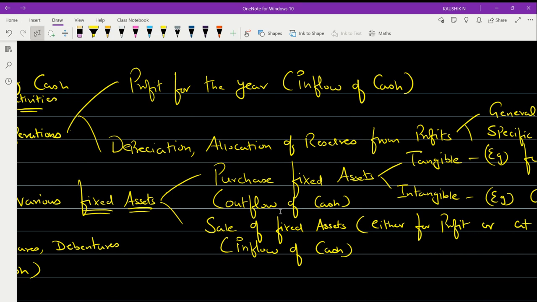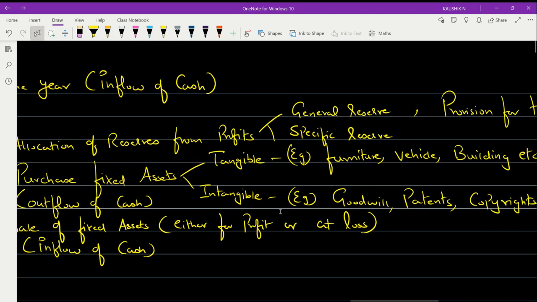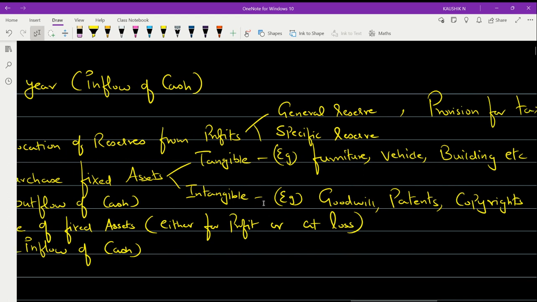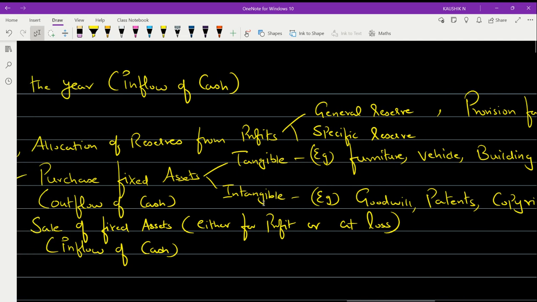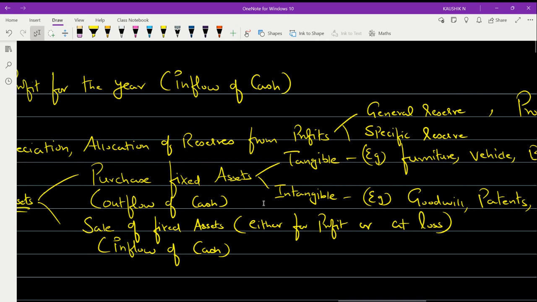When you purchase a fixed asset, it could be a tangible fixed asset or an intangible fixed asset. Examples of tangible are furniture, vehicle, building, etc. When you talk about intangible fixed assets, the first and foremost that comes to mind is goodwill, patents, copyrights, etc. When you buy these fixed assets, obviously you spend money on them, so that leads to outflow of cash.